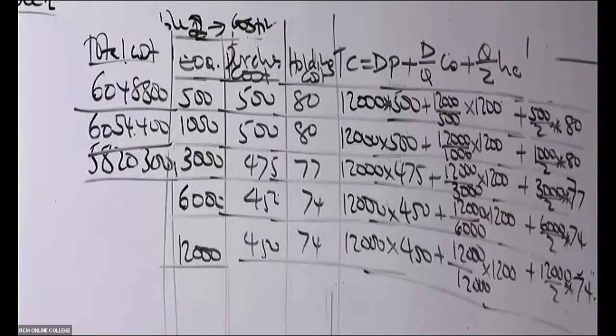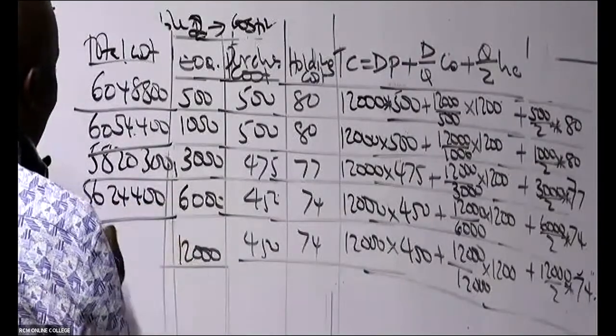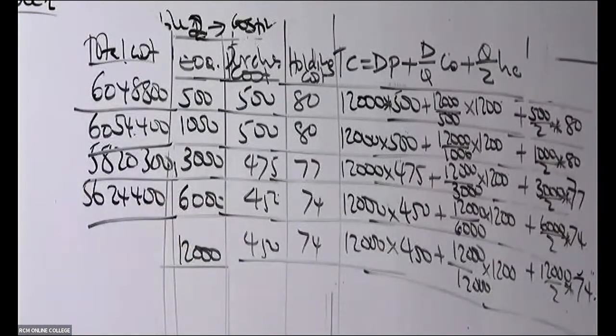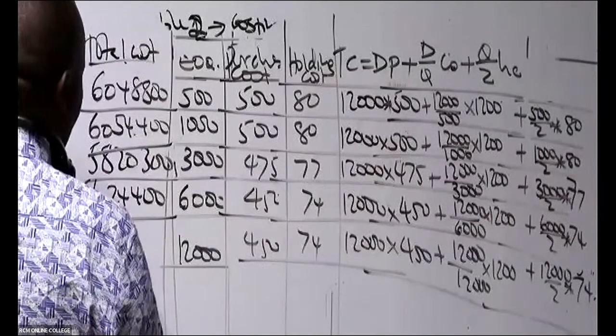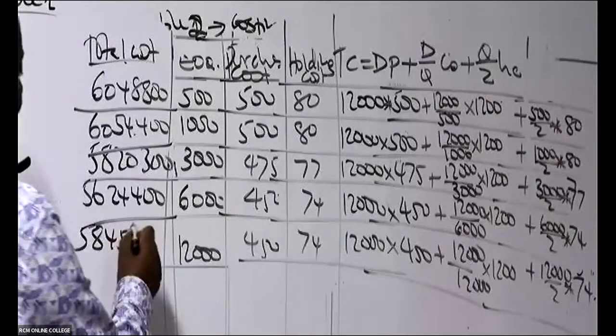So I'm waiting for the fourth figure. 56,24,400. The last one is 58,452,200.